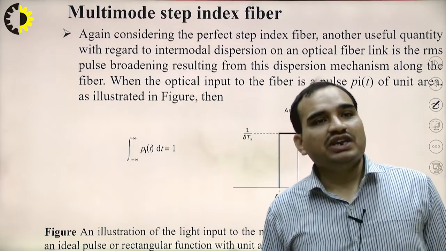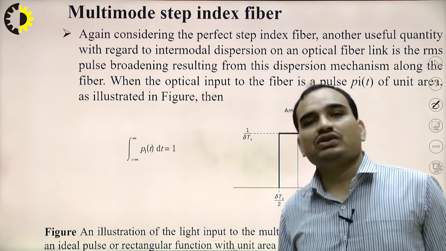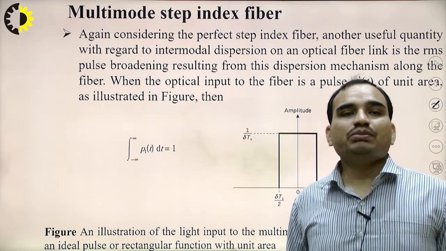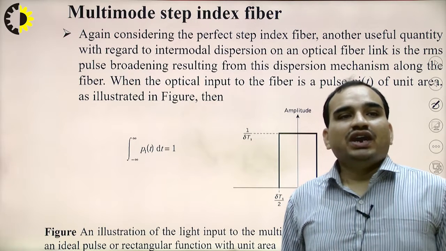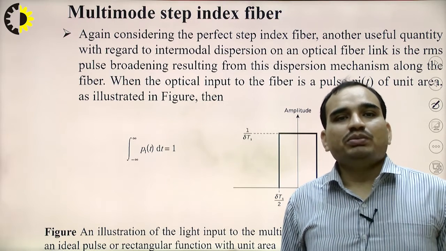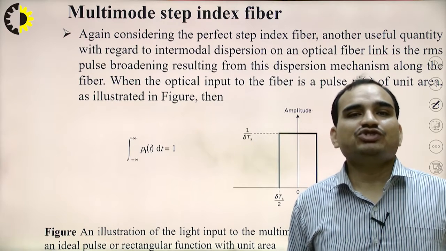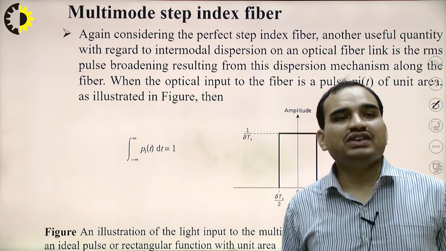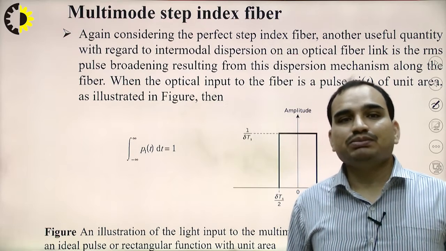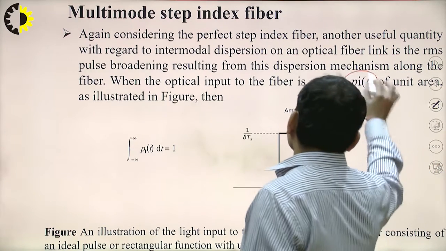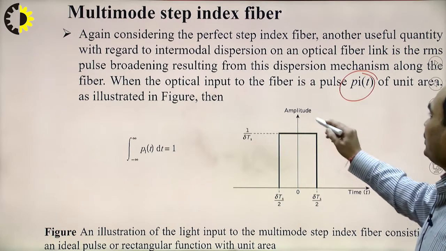Next, for the multi-mode step index fiber, there are different patterns of light or modes. Again considering the perfect step index fiber, another useful quantity with regard to intermodal dispersion on an optical fiber link is the RMS pulse broadening resulting from the dispersion mechanism along the fiber when the optical input to the fiber is a pulse, that is Pi(t), the input pulse of unit area. As we can see in the figure, we have the pulse of unit area Pi(t).